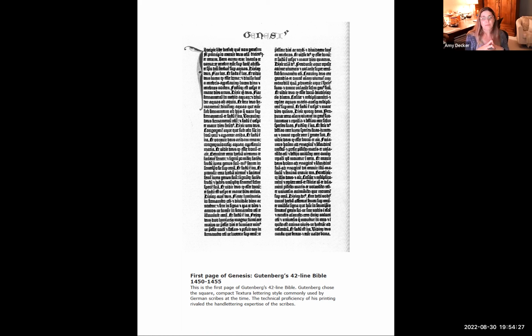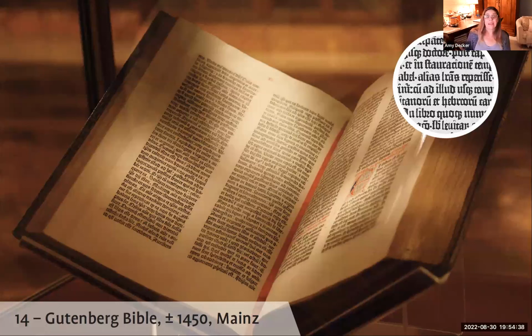And the first thing to be printed, of course, is a Bible, and it's Gutenberg's 42-line Bible. And this is what it looks like. It is a giant book as well. And there are many of these because this is actually printed. And so they were able to produce many of these books.